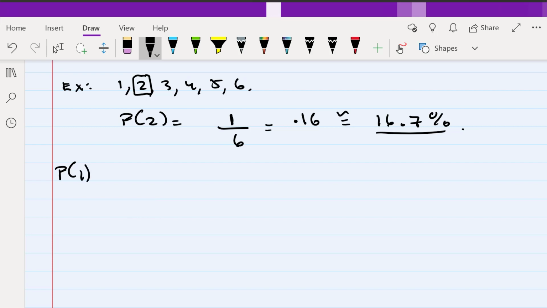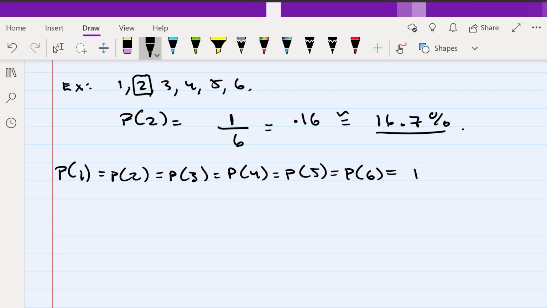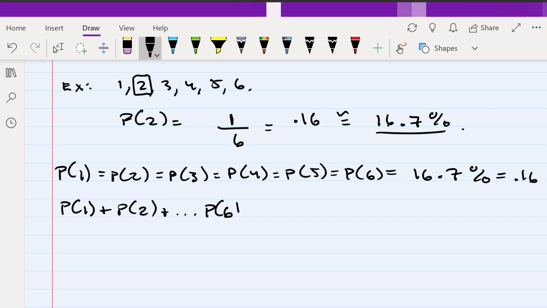Similarly, I can say that the probability of one occurring is the same as the probability of two occurring, or three, similarly, four, five, and six. And they're all equal to 16.7% or 0.16. And if I were to add all these probabilities up to P6, I would get 1 or 100%.